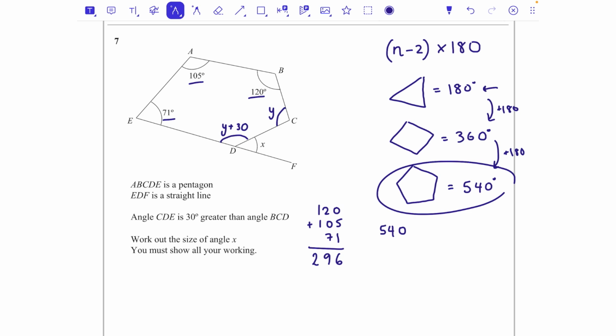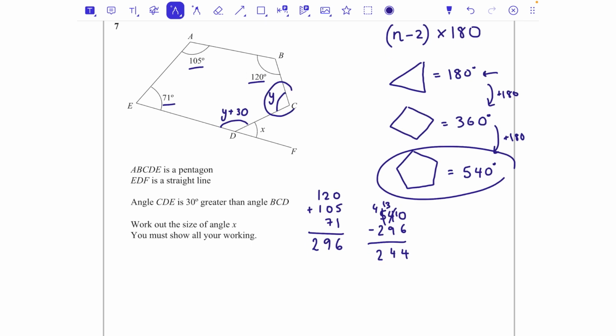Let's now take the 540 that we know it needs to add up to and subtract 296. Now, if you've got more on the floor and you're subtracting, you're going to borrow from next door. That 4 becomes a 3 so that we can make this 10. 10 take 6 is 4. 3 take 9. Again, you've got more on the floor. So let's borrow from next door. 13 take 9 is 4, and 4 take 2 is 2. Great. So we know that this one and this one, so y add 30, need to equal 244 degrees because that is what is left.